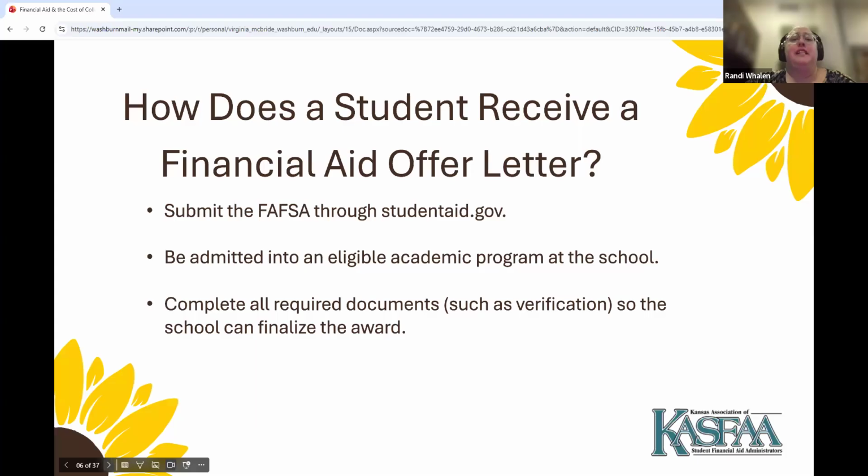How does a student receive a financial aid offer letter? Submit the FAFSA through studentaid.gov. Be admitted into an eligible academic program at the school. Complete all required documents, such as verification, so the school can finalize the award.